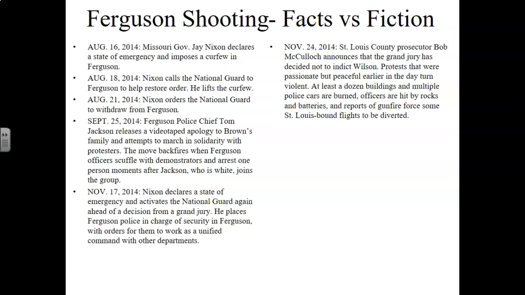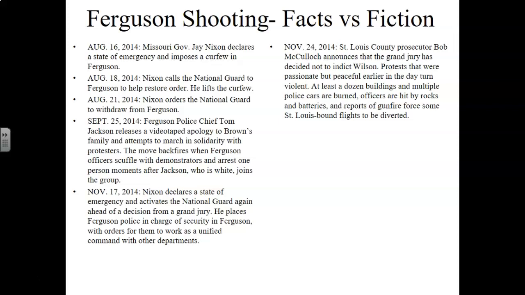August 16th, Missouri Governor Jay Nixon declares a state of emergency and imposes a curfew. That is because they had, as you could tell from the timeline, about 6 days of continuous rioting. August 18th, Nixon calls out the National Guard to help restore order, and he lifts the curfew. August 21st, he orders the National Guard to withdraw.